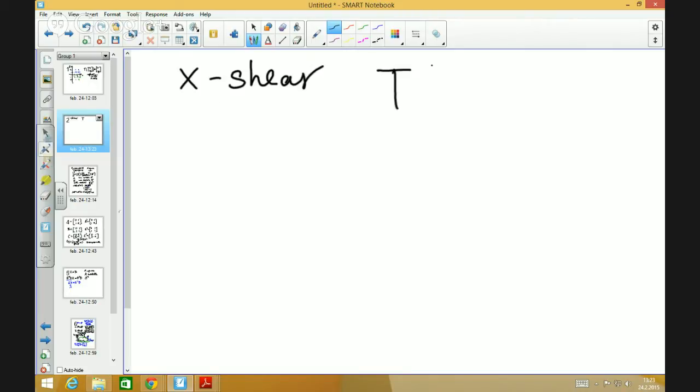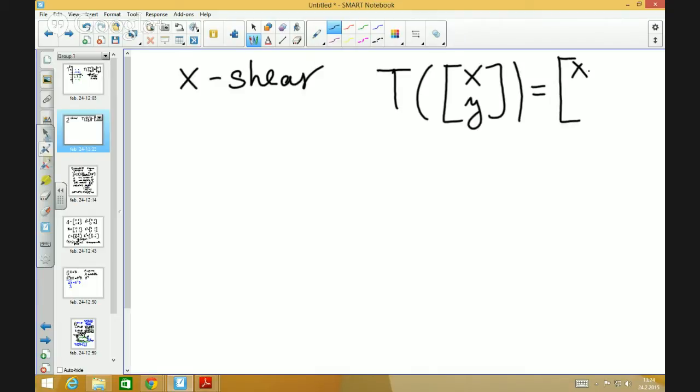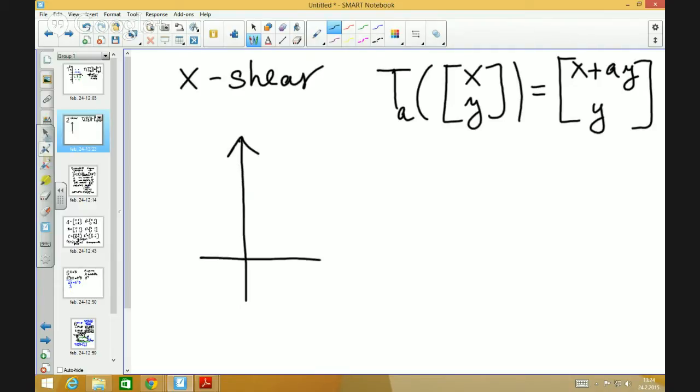Okay, so we take (x, y) and we map it to (x + ay). Let me call it t sub a, where a is the factor that we are using to do something to our points. So let's see what this does to a picture. And since I'm drawing, I'll keep the picture simple.